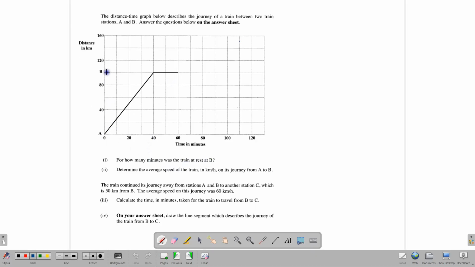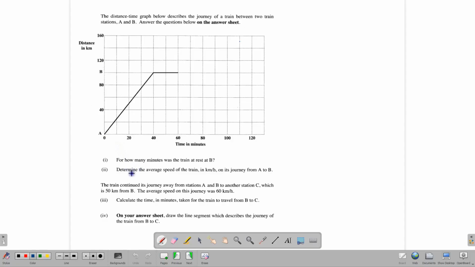Now let's look at our scale. Notice on our x-axis, from this point to this point represents 20 minutes, time in minutes. So each small box here represents 10 minutes. 10, 20. On our vertical axis, each small box here would represent 20 kilometers. So from here to here is 20, from here to here is 20, so we're going up 20, 40, 60, 80.